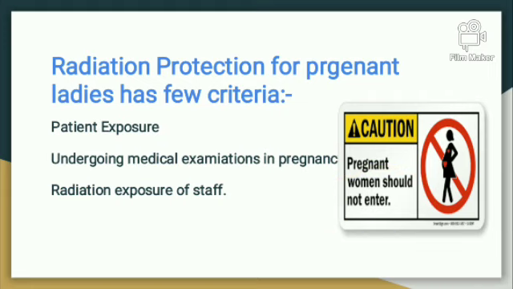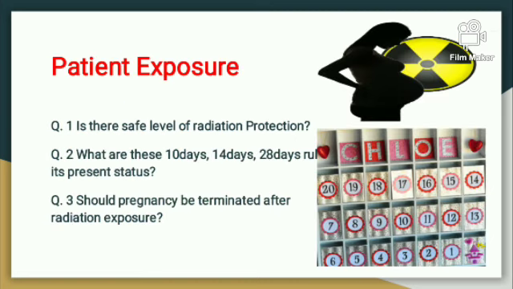It is already said that those who are pregnant should not enter into the ionizing radiation areas like CT scan, MRI and fluoroscopy. So when we are talking about patient exposures, we have a few questions in mind. First question is, is there a safe level in radiation protection? Is there some safe limit of radiation up to which we can protect female patients? Obviously the answer will be no, because we know that in radiation protection we have something called justification, and justification doesn't depend on dose limit.